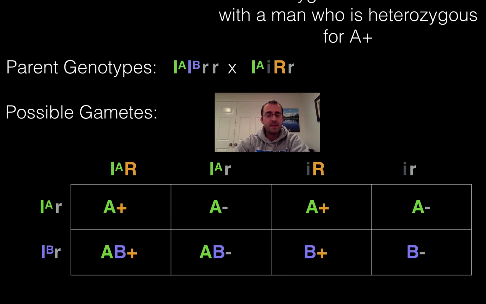So that's blood typing. It's pretty complicated, but once you get past that gamete part, it's pretty straightforward. Feel free to watch this video again if you're having trouble.